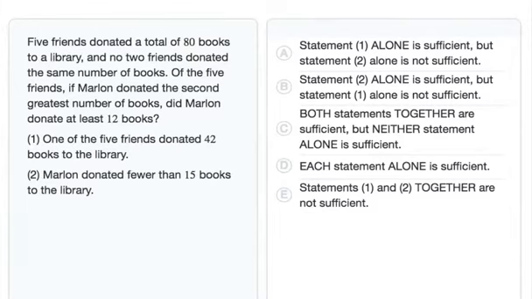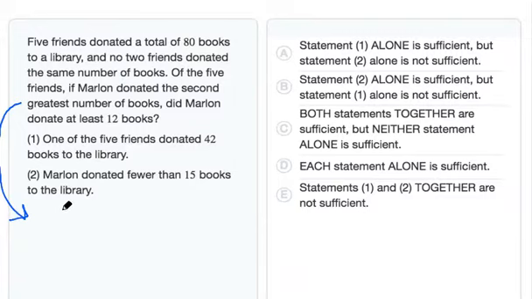To solve this data sufficiency question, we'll consider each statement separately first, and then we'll consider them together if needed. Before we dive into the statements separately, we want to consider what the question is actually asking, and if we can extract any information that we need from the question stem.